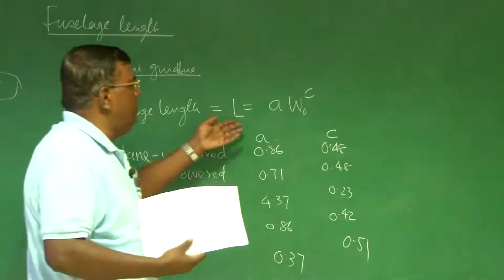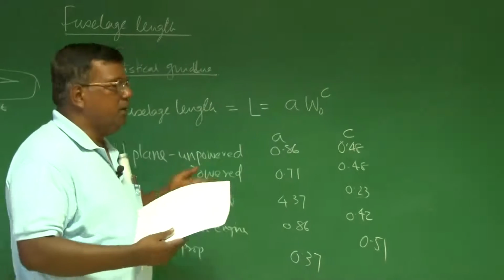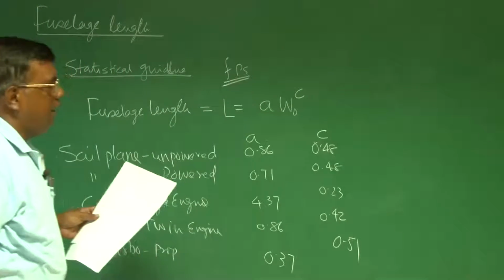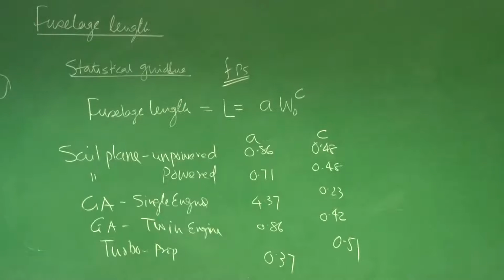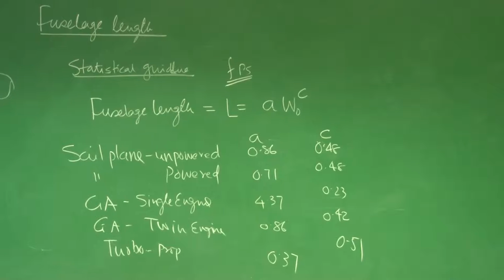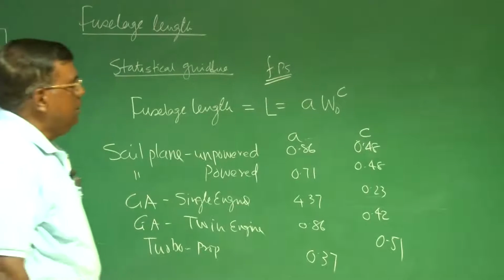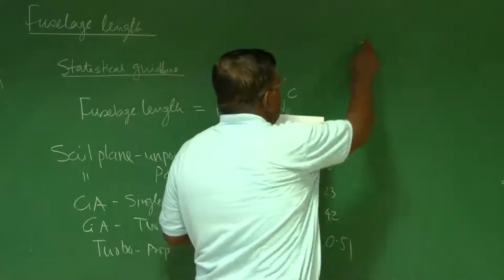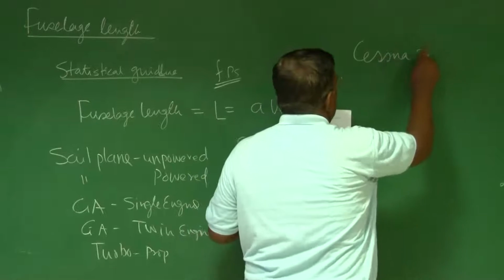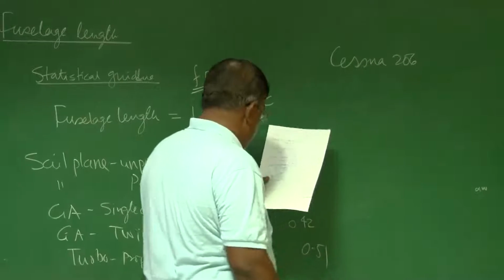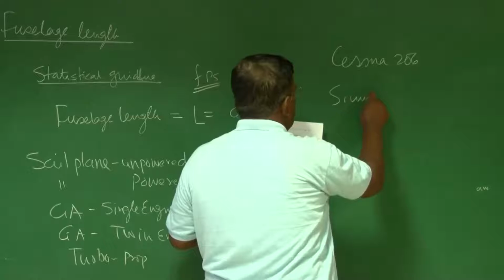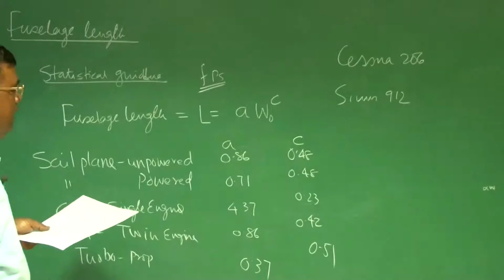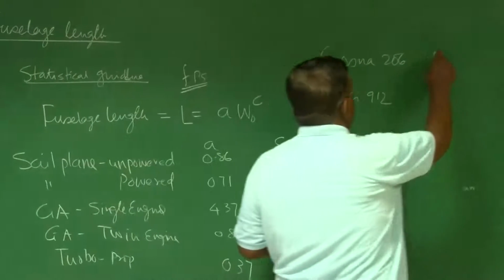And please understand, when you are using this, it is in FPS, right? That is very important. You use the FPS system. Maybe new books give it in SI units, but I am giving you in FPS. Let us check how it looks. I was checking with Cessna 206 and Sinus 912. Cessna 206 is a general aviation single engine aircraft, and the weight is 3,000 pounds.